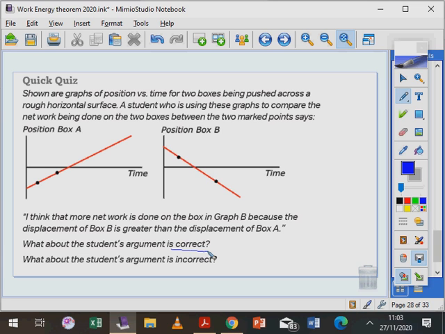Well, let's look at the graphs. What does the student say? That more work is done in box B than in A. It's correct in a way, but is more work done in box B? The position of box B moves more. How do we find work done? This is a position-time graph. What's the area under a position-time graph, Micah?